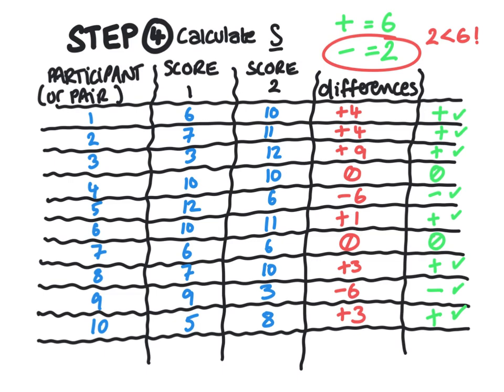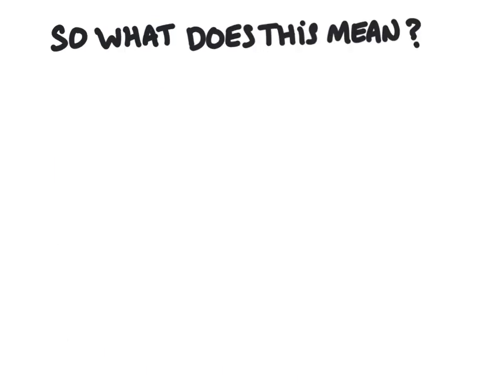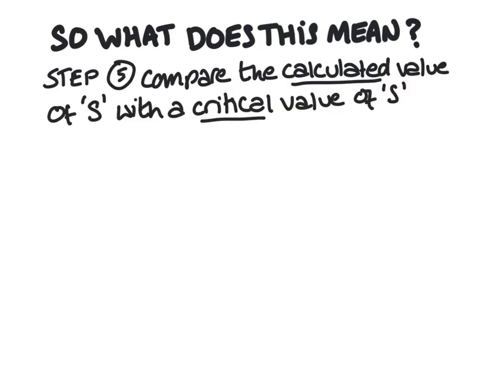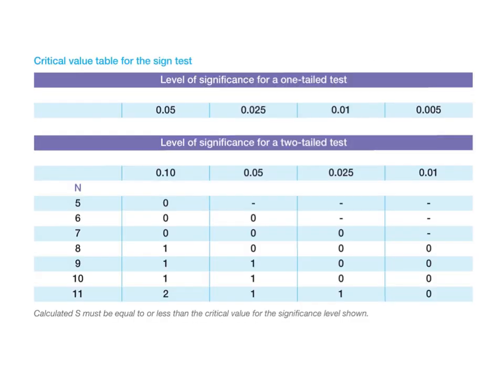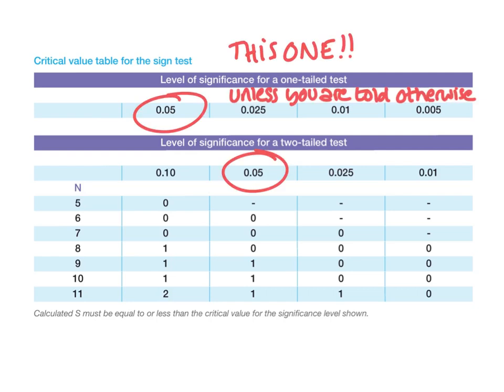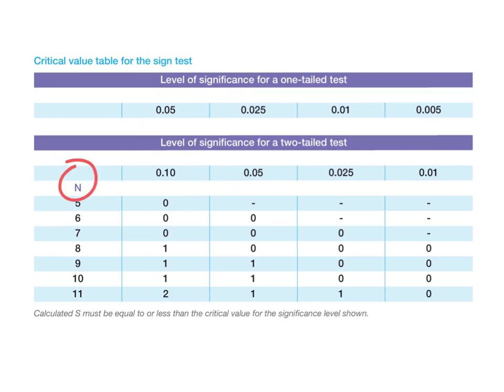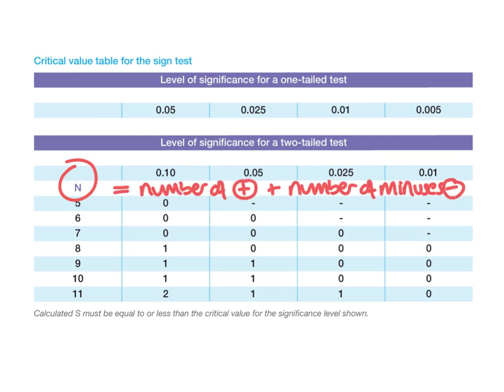Test almost done. Step 5 is where we see if this result is significant or not by using a critical value that we will get from a table. To find the correct critical value, you should know how many tails you have, and you should know what significance level you're working at. And now all you need to know is the value of n. This is the number of the pluses and the minus results added together. We don't count the zero values, so we're only interested in the number of participants or participant pairs who had a different score.